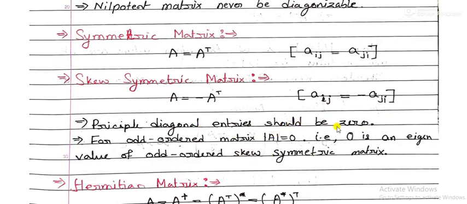Principal diagonal entries should be 0 for a skew symmetric matrix. For odd order matrices, the determinant of A equals 0, that means 0 is an eigenvalue. If the determinant is 0, that means 0 is an eigenvalue of an odd order skew symmetric matrix.